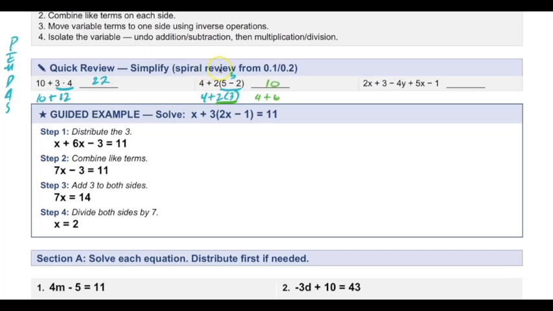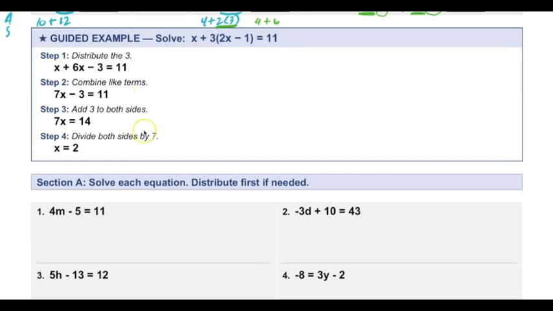Over here, we're just adding like terms. So we could add the 2x with the 5x. That gets us 7x. The y is by itself, so it's minus 4y. Can't do anything there. And then the 3 gets added to the negative 1. That gets us positive 2. So we got an example you can follow along if you need to.